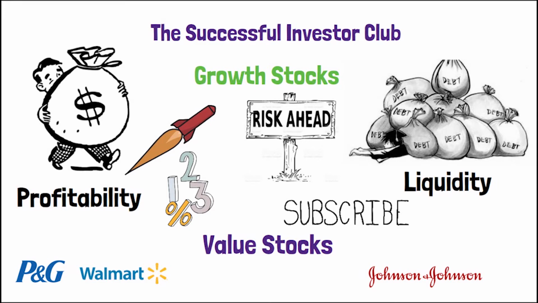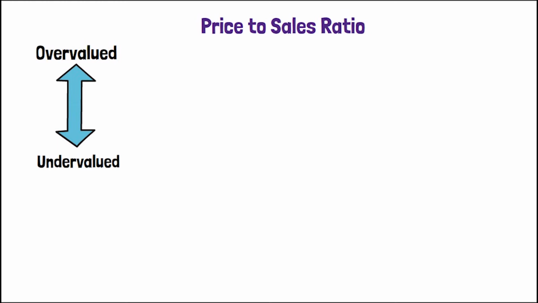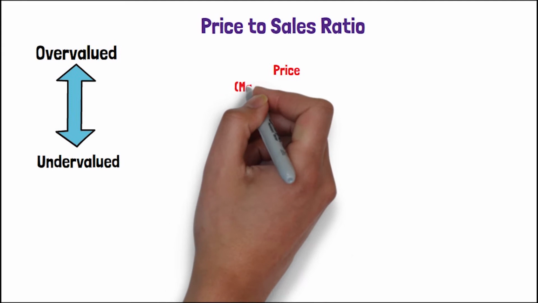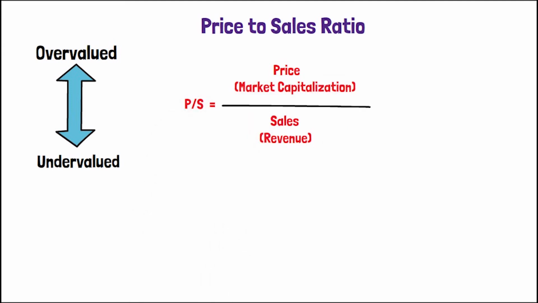The first ratio that we'll talk about is the price to sales ratio. It shows the company's price compared to its revenue, and if the company is overvalued or undervalued, the ratio will show this. In order to find the price to sales ratio, we need to divide the price of the business, in other words, its market capitalization, by the business's revenue.